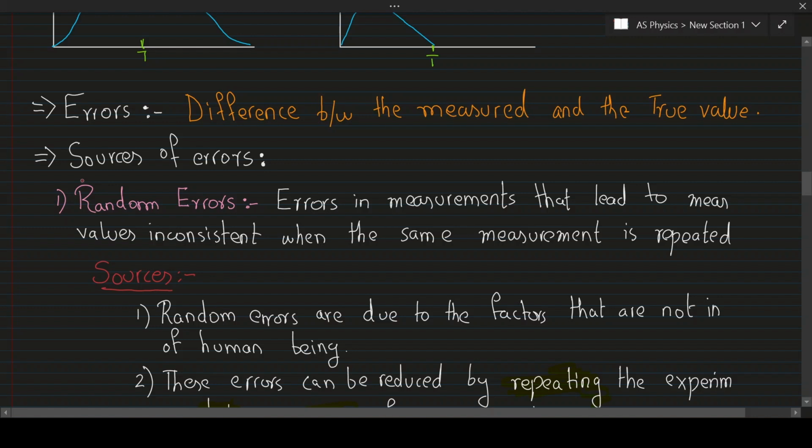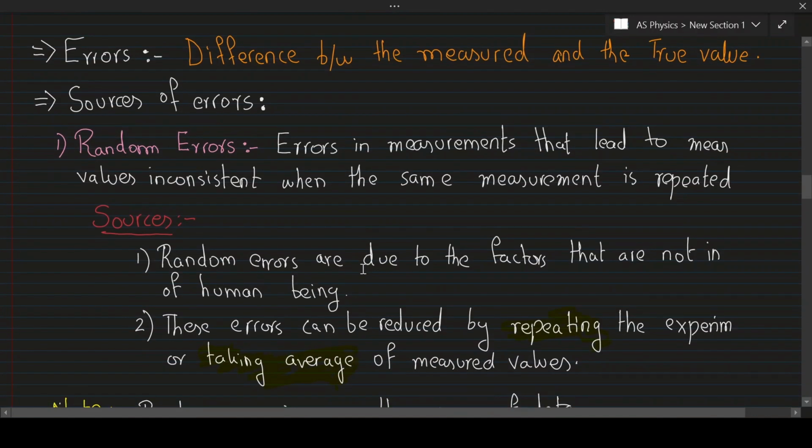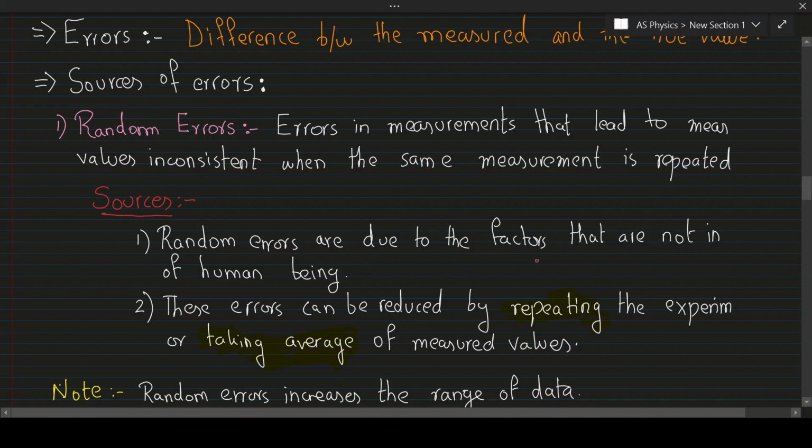There are two sources. Number one is random error. Random error, by definition, you can see it is written: errors in measurement that lead to different values when the same measurement is repeated, which means that the values become inconsistent when the same measurement is repeated. What are the sources of this error? The sources of random errors are factors that are not in the control of human beings.